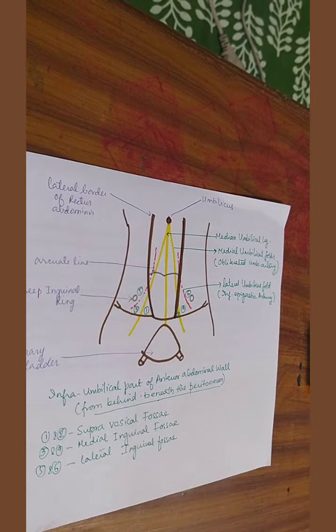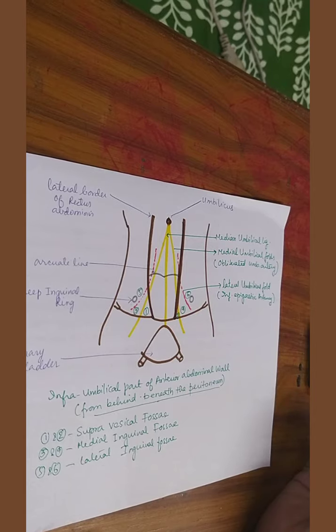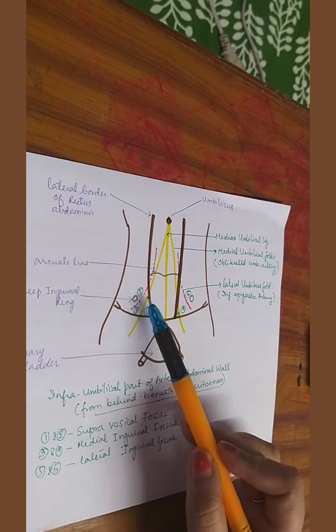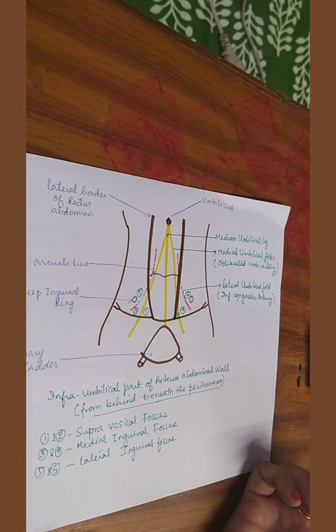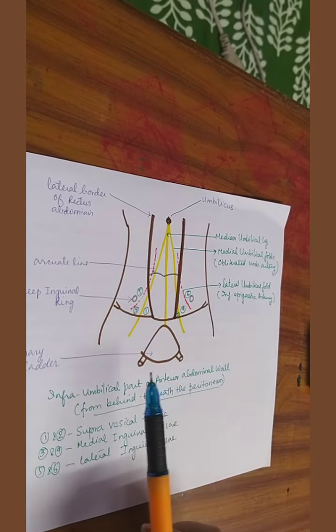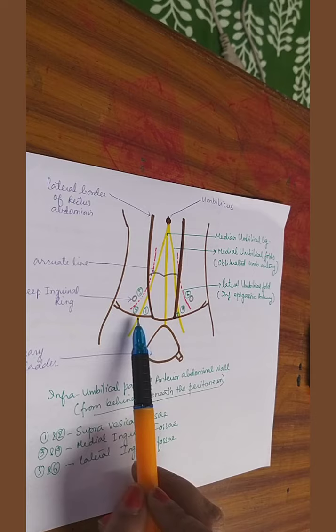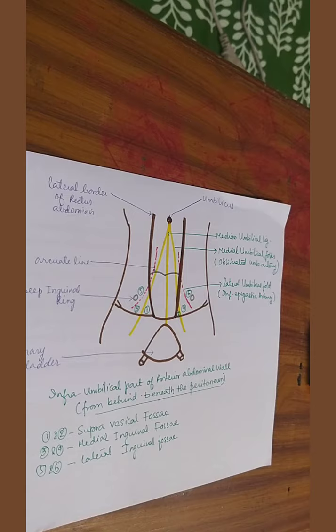You will learn again, when you study the inguinal canal and hernias, about the oblique and the direct hernia. Still, it's worth mentioning: when the inguinal hernia enters the inguinal canal through the lateral inguinal fossa, it is known as the oblique hernia. And when the hernia enters the canal through the supravesical or the medial inguinal fossa, it is called the direct hernia.